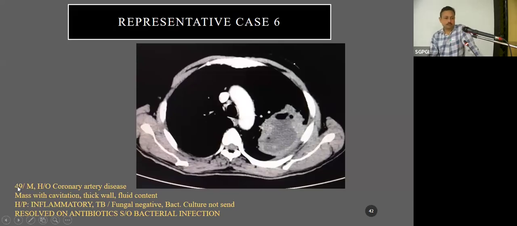Case number 6. This was a 49-year-old male. He had a history of coronary artery disease, and he presented with a mass-like lesion, which had a thick wall, but there was fluid content. This patient received some antibiotic with partial response, so the diagnosis was not sure. Then biopsy was done, and the histopathology picture was inflammatory. TB and fungal cultures were sent, which were negative. Bacterial culture was not sent in this case. This patient responded to antibiotic, the lesion resolved, so a diagnosis of bacterial abscess was made.